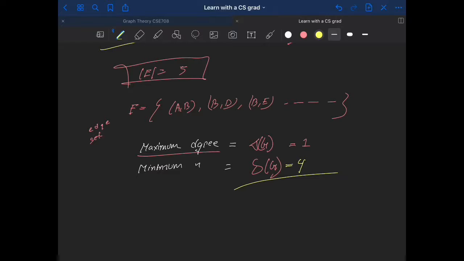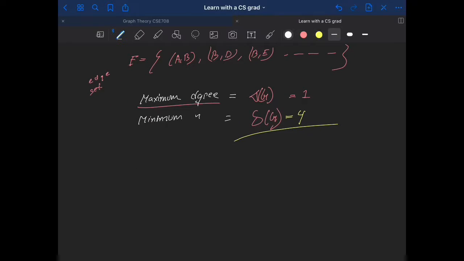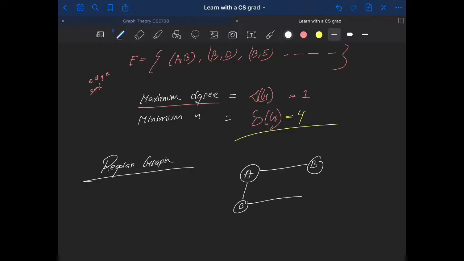And let's just look into one small thing here, which is called a regular graph. So what is a regular graph? A graph where all the nodes have the same degree. This is an example of a regular graph where we can see A has the minimum degree of 2 and the maximum degree of 2, and similarly B also has a minimum and maximum of 2, D has a minimum and maximum of 2, C also has a minimum and maximum of 2. So all of them have the same value, right?